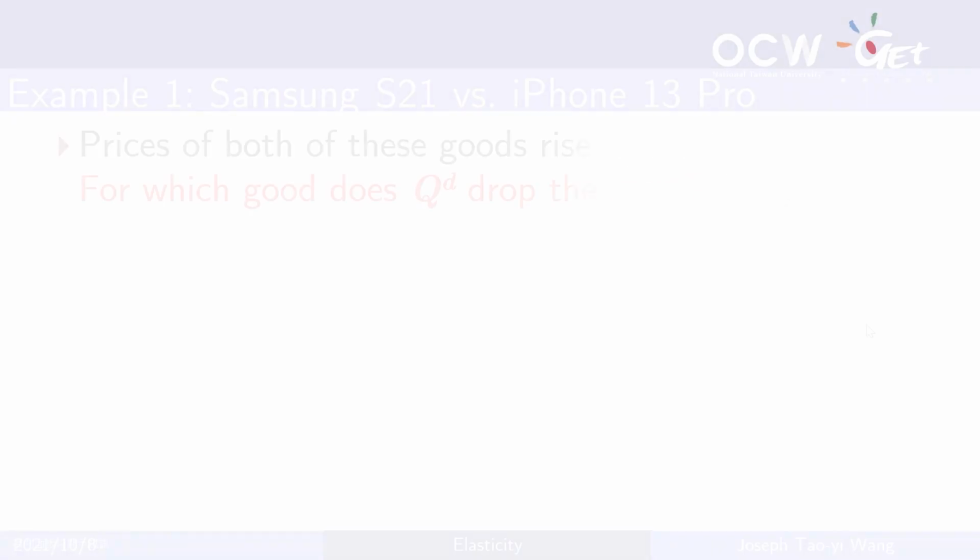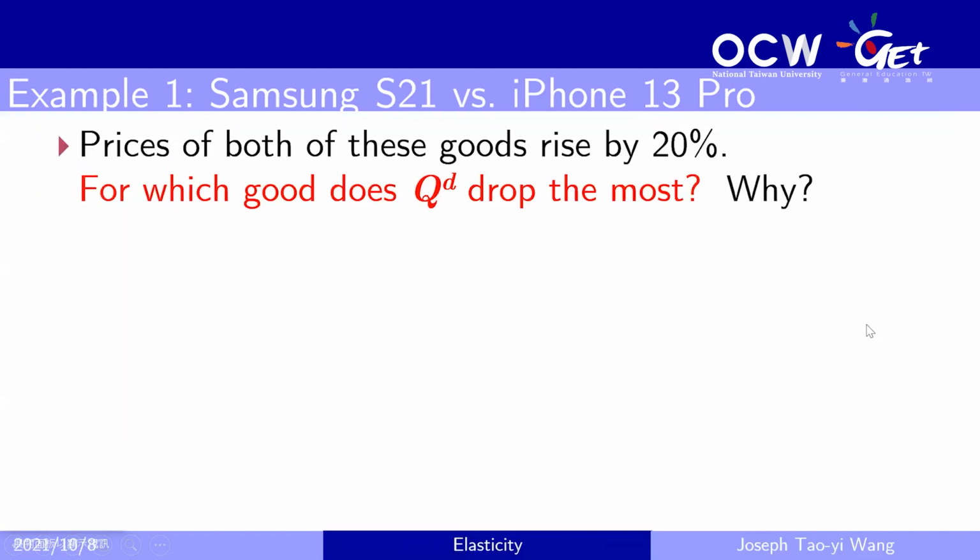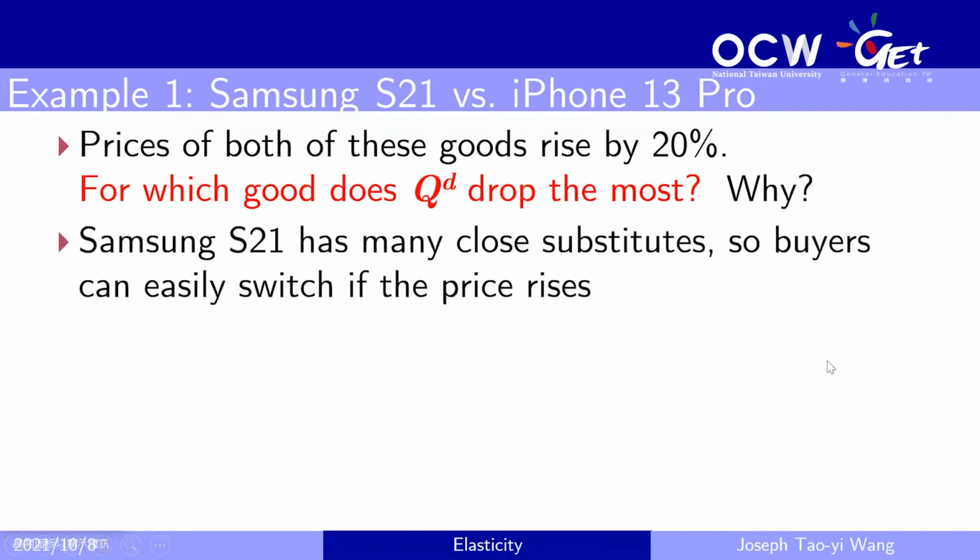So why is that? Okay, Samsung S21. Suppose the price is going to increase 20%. Are you going to buy it or not? Or are people going to buy it or not? And suppose the iPhone 13 Pro is now 20% more expensive. Are you going to buy it or not? Are people going to buy it or not? And the problem here is, what's special about the Samsung S21?